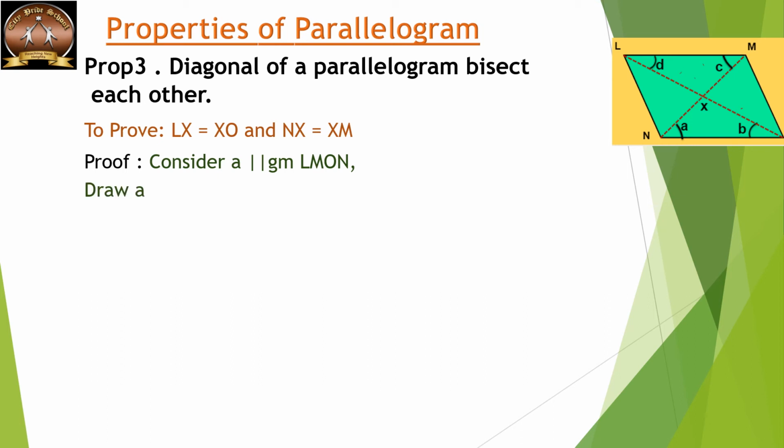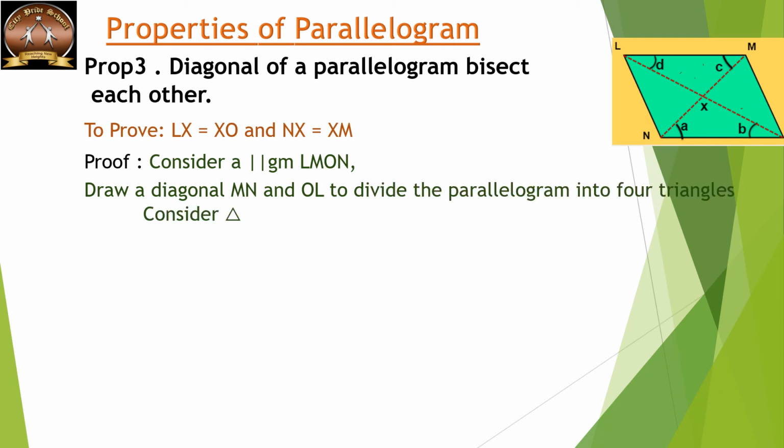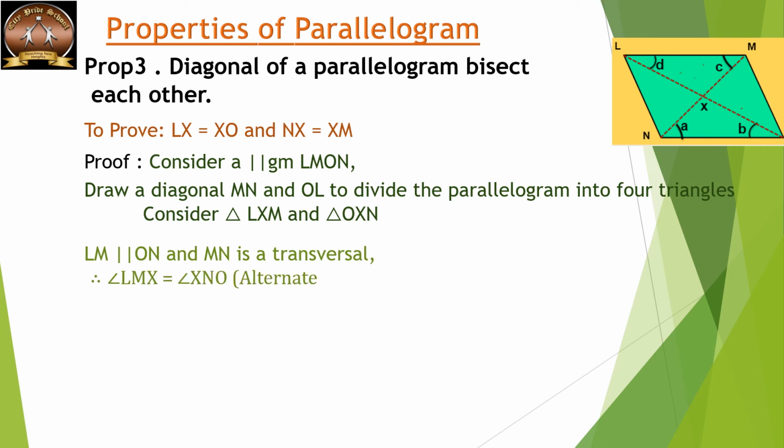So let us proceed. First let us write, consider a parallelogram LMON and draw two diagonals NM and LO to divide the given quadrilateral into four triangles. Now let us consider the triangle LXM and NXO because we are going to prove these two triangles congruent. So as we can very clearly see, LM is parallel to NO and MN is a transversal. So LMX is equal to MNO, that is alternate interior angles.